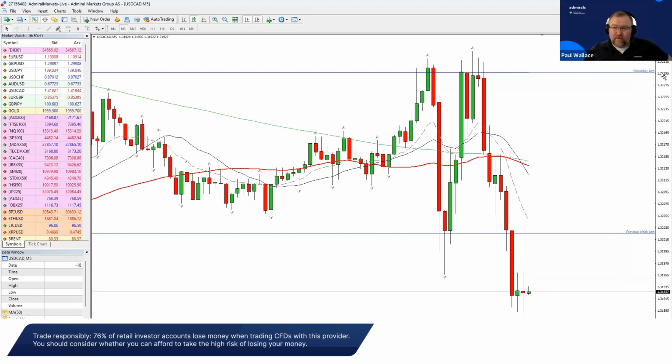But you can see once again, what was the high? The high was yesterday's low. The previous day's low had gone from being support to resistance, and you can see for yourself that is how it has played out this afternoon since that news came out.